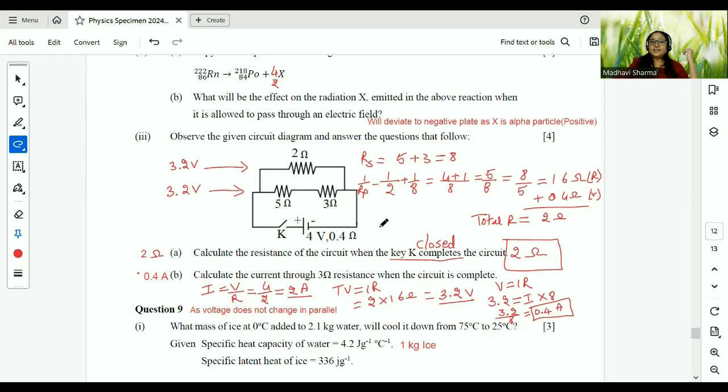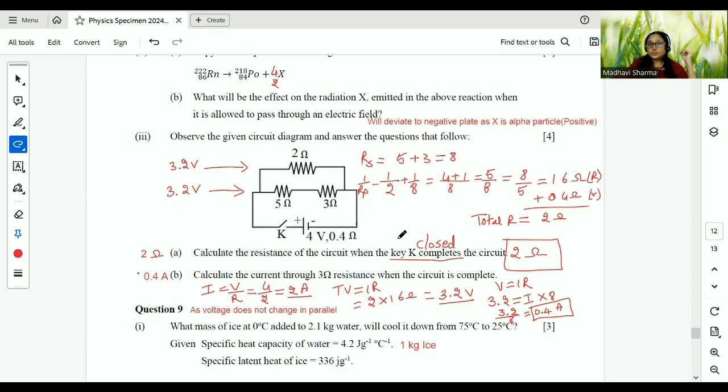This is a 4 marks question. The circuit. Observe the given circuit diagram and answer the questions that follow. It's a little hodgepodge, children, but I'll try and explain so that things become easy for you. Resistance of the circuit when the key K completes the circuit. Remember, completes means closed. So the key is closed.